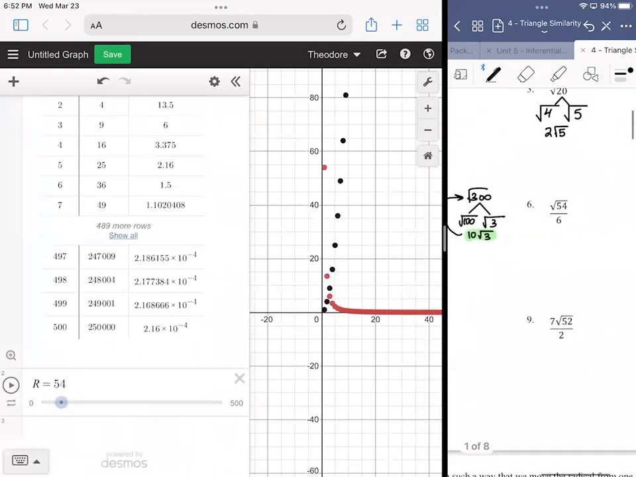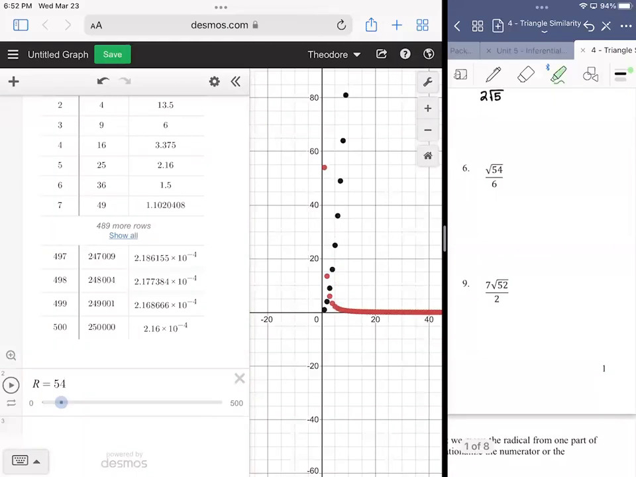Again, same deal, same structure. I'm breaking down that radical 54. It's going to be a product of 2 radicals.